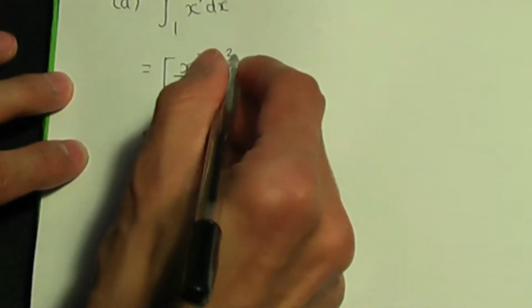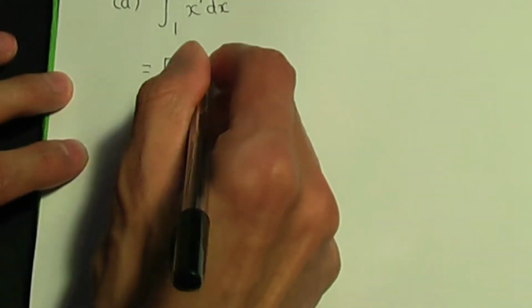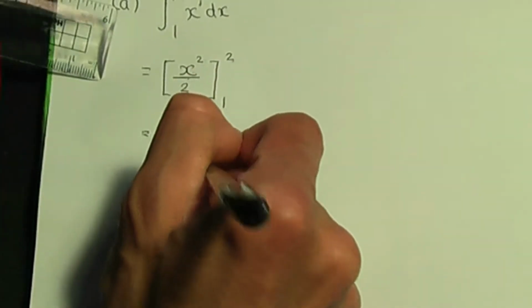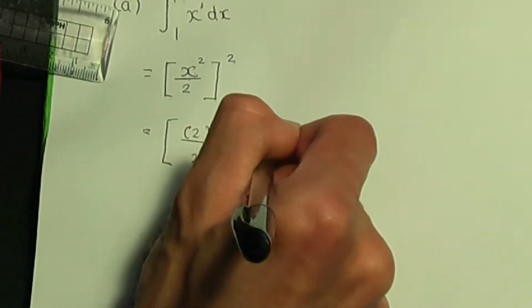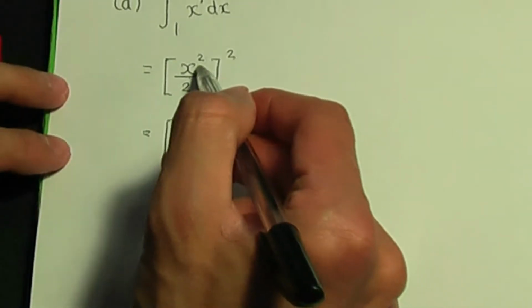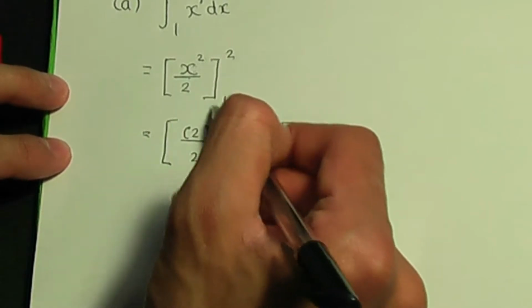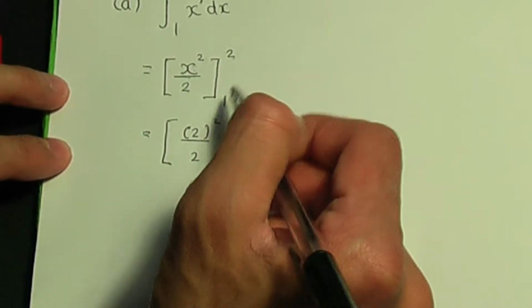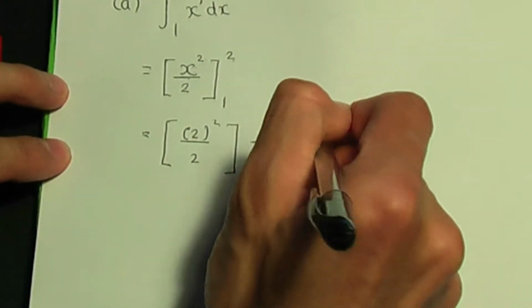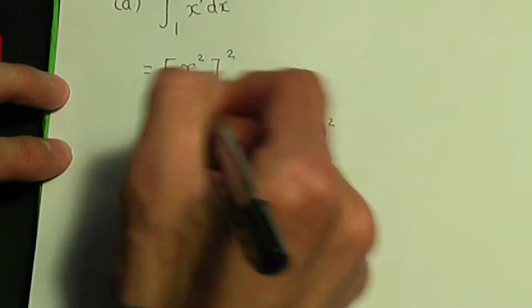When I replace x by 2, I'll have 2 to the power 2 divided by 2, close bracket, minus in the middle, so we always minus. Then replace your x in your integral function by the lower limit, which is 1. When I replace by the lower limit 1, I'll get 1 to the power 2 divided by 2.